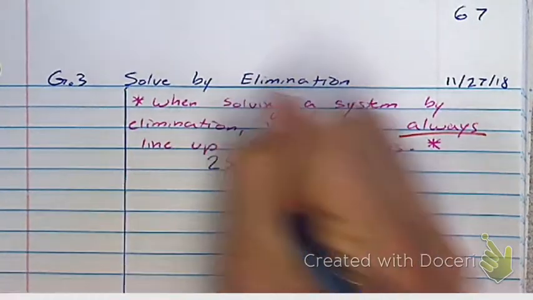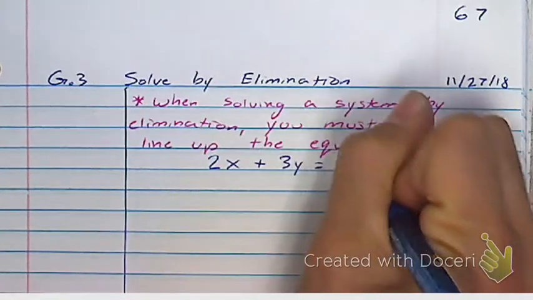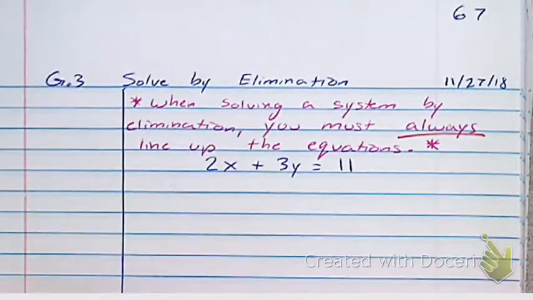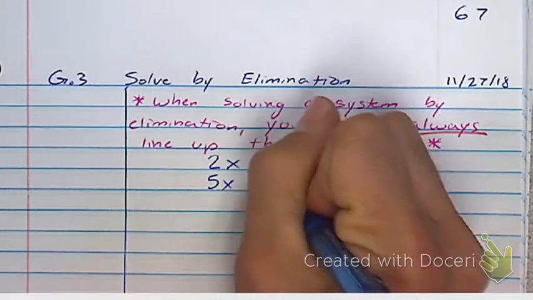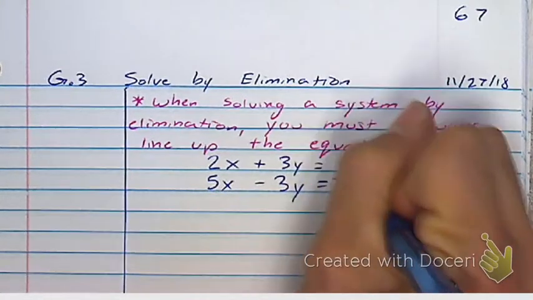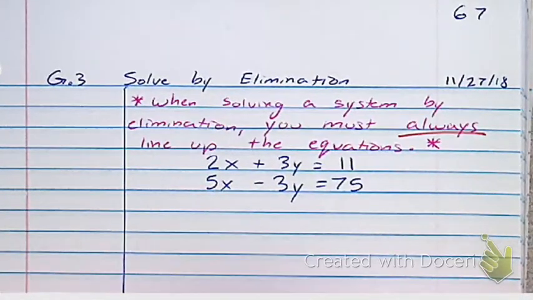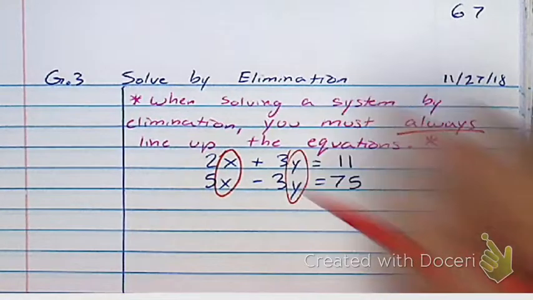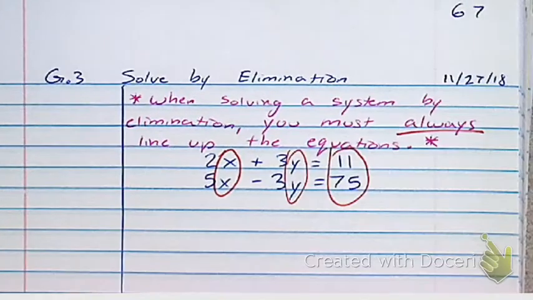If the top one says 2x plus 3y equals 11, and the bottom one said 5x minus 3y equals 75, you have your x's lined up, you have your y's lined up, and on the other side of the equal sign, these numbers are lined up.